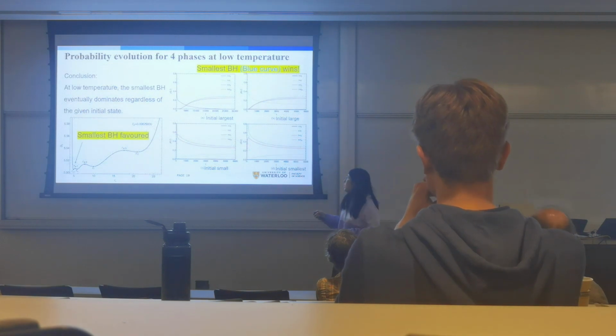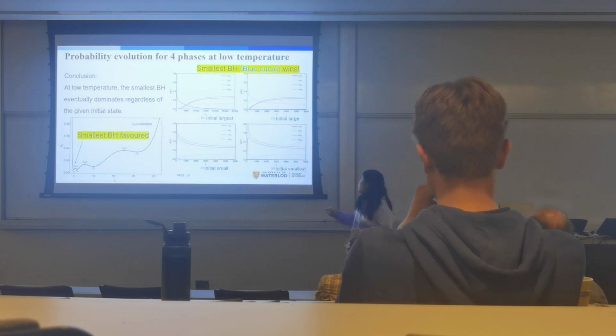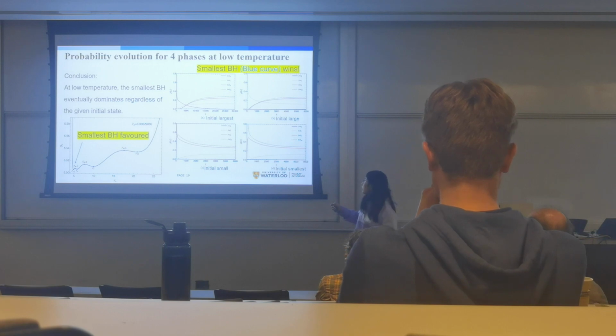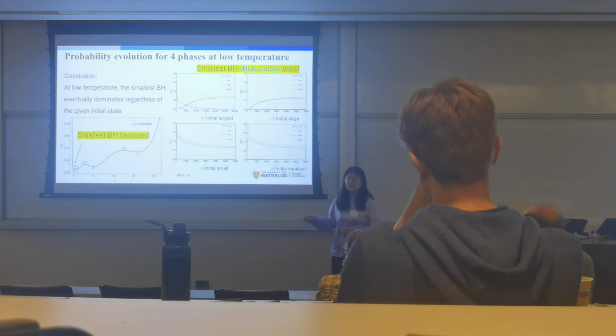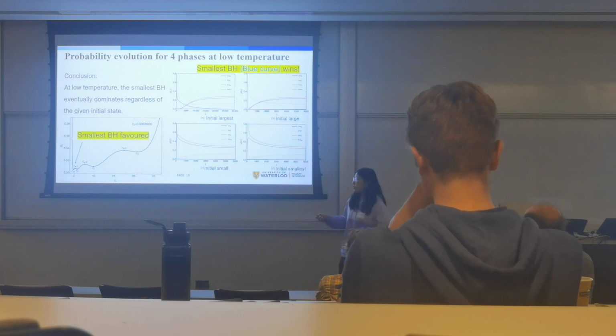So now let's focus on the probability time evolution for the four stable phases. The four curves here mean the probability for the four stable phases. The blue curve is the probability evolution for the smallest black hole, and the red curve is the probability time evolution for the small black hole, and the orange curve corresponds to the large black hole, and the purple curve corresponds to the largest black hole. So in this low temperature case, we have this optional free field energy. In a cold temperature, we find that the smallest black hole has the lowest free field energy value, so it is the preferred state.